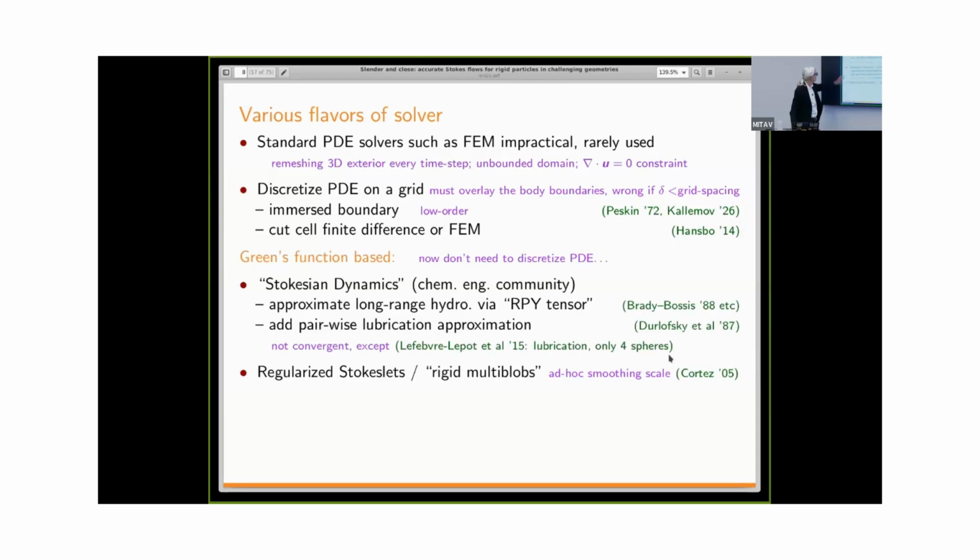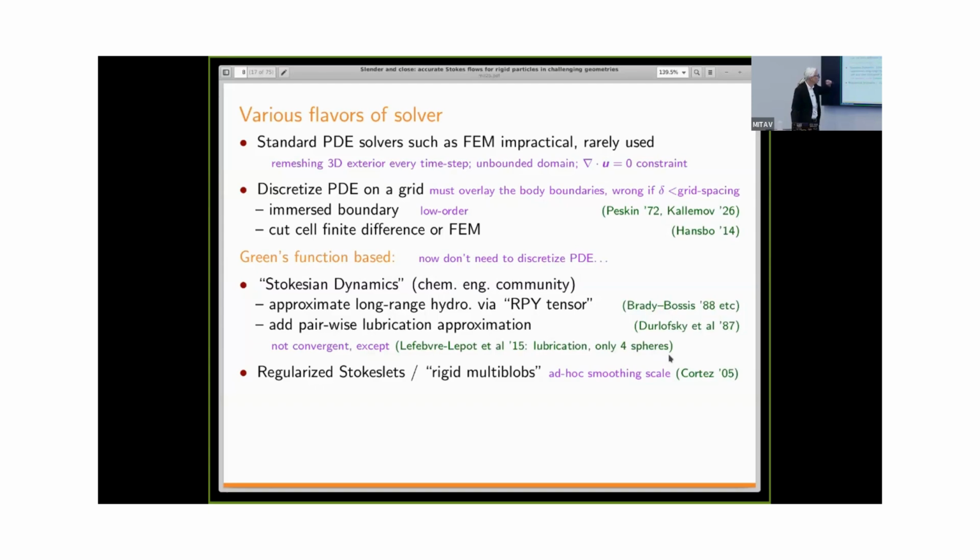On the other hand, there are Green's function-based methods, so you don't need to discretize the PDE. Instead, you use the formulae for the long-range hydrodynamic interactions between the objects. If they are spheres, this is known, and it's called the RPY tensor, and a lot of the chemical engineering community uses this. It's an approximate method. They try to put in lubrication approximations, but I can really only find one paper where this is actually convergent, where you could dial in as many digits of accuracy as you want.